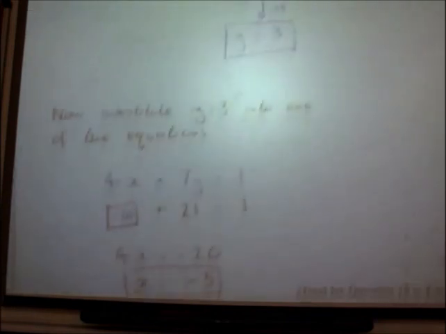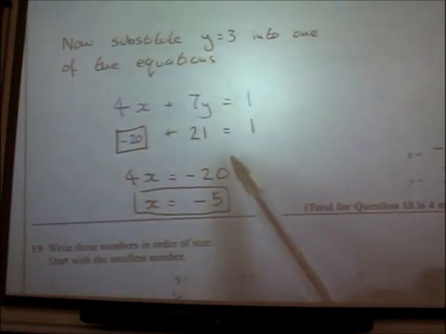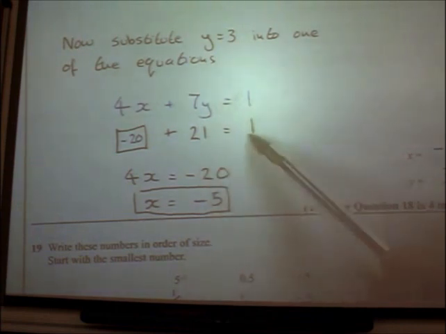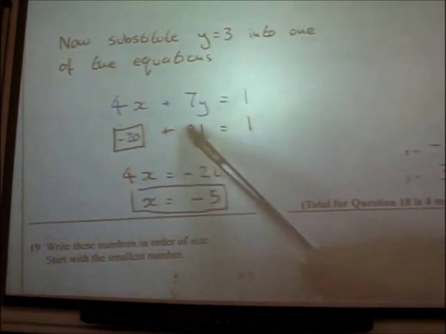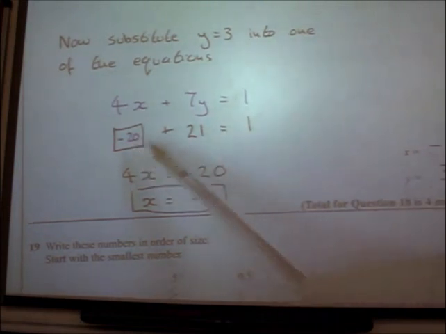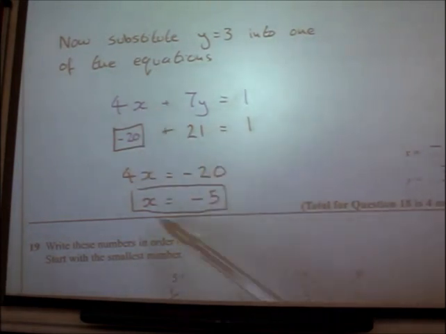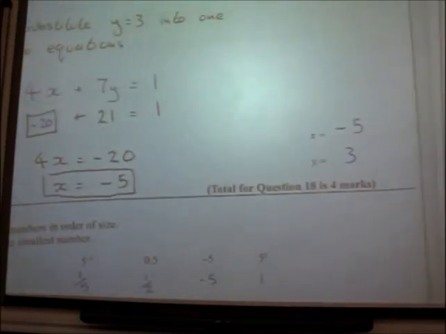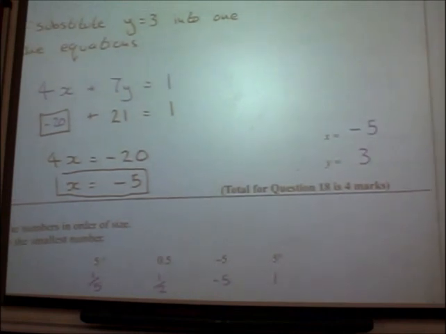That's 2 marks. Now substitute y equals 3 into one of the equations. I've chosen this one at the top. If y equals 3, so 7 3s are 21, the 1 stays the same. So 4x, add 21, gives you 1, and it's minus 20. So 4x is minus 20, divide both sides by 4, x will be equal to minus 5. You can, again, go back up the top and check that with the other one, and you'll find it works out correct.